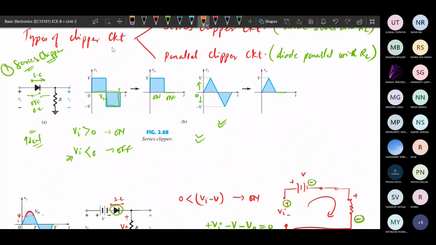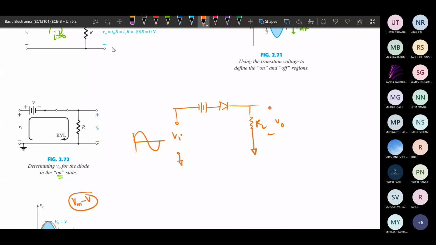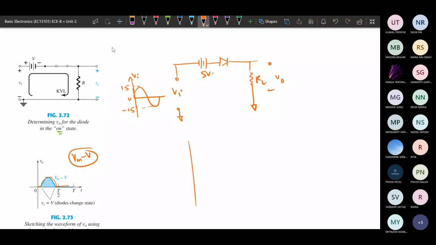Another case: suppose this is the input, this is 5 volt, and this is the V input we are applying, which is 15 volt, this is 0, and this is minus 15 volt. This is 5 volt. In this case, what will be the output, anyone? When will it be on and when will it be off?